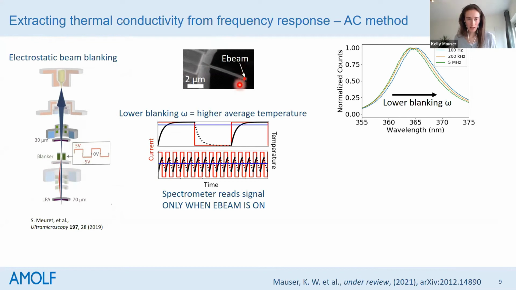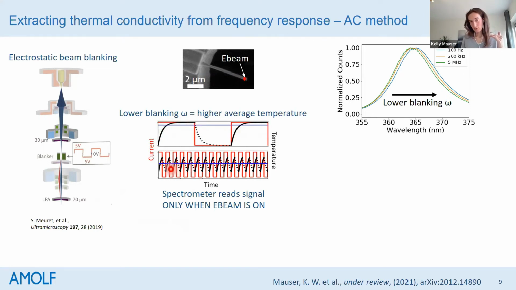So here we park our electron beam at the end of our nanowire, and then measure the cathodoluminescence that comes out. So we use a spectrometer that's rather slow, so it's measuring the average cathodoluminescence when the electron beam is on. So at low blanking frequencies, the wire has enough time to heat up all the way. And so when the electron beam is on and we're seeing cathodoluminescence, the average temperature is high.